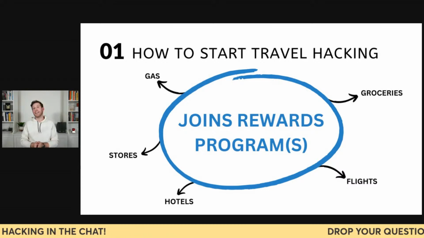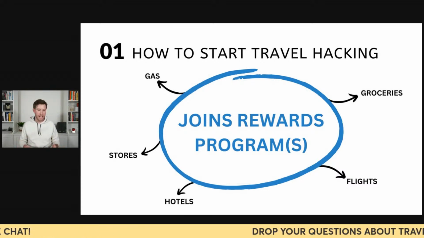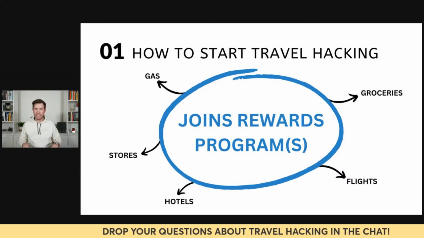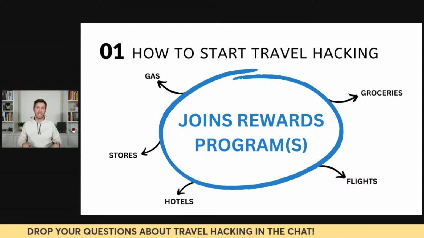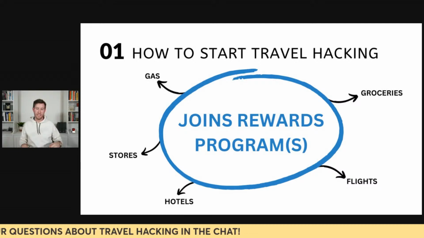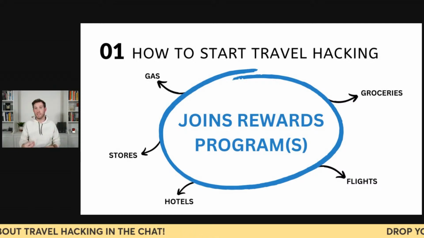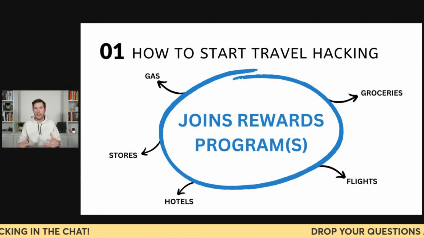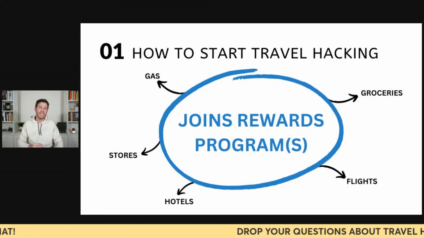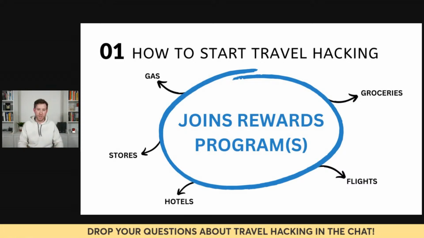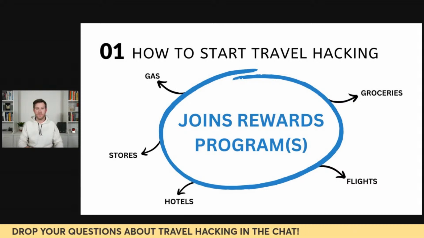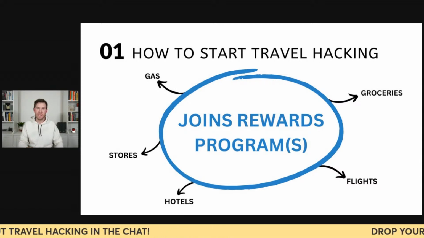So travel hacking happens in 2 ways. I would call it like a basic versus an expert stage. The basic would be the free. The expert is when you start leveraging some other things, whether it's a credit card or some different avenues to investigate to gain more rewards points fast. And this is where we're at. Join rewards programs, gas, groceries, stores, flights, hotels. It doesn't cost a thing to do that. So I'd encourage you to get into that right now.